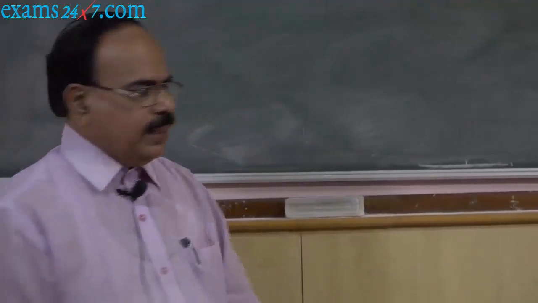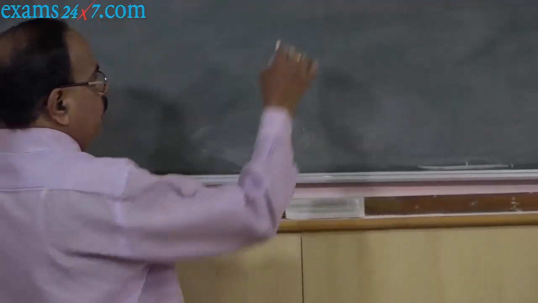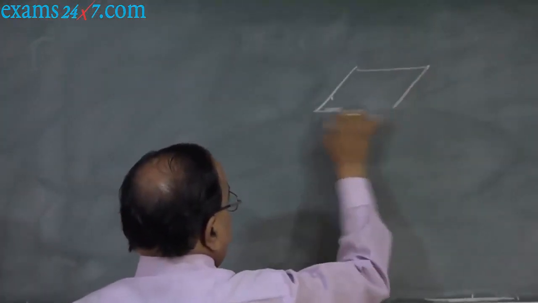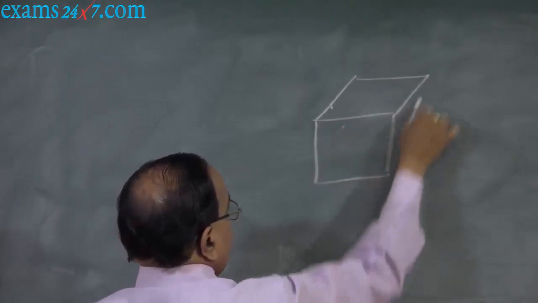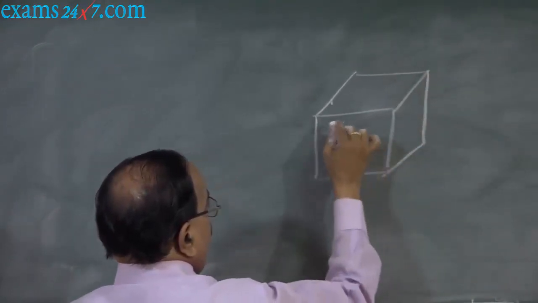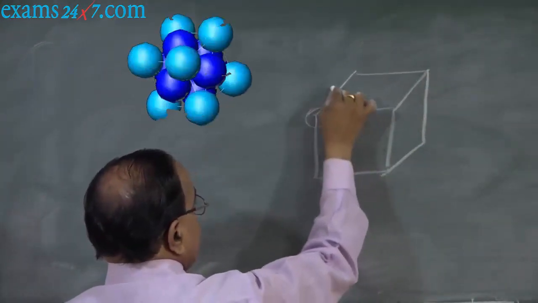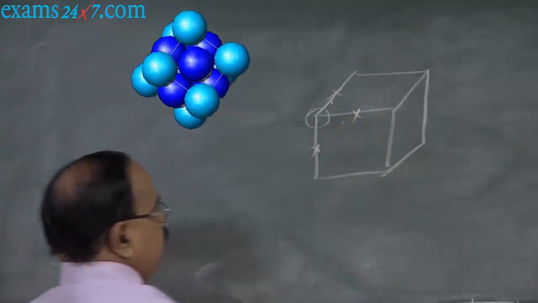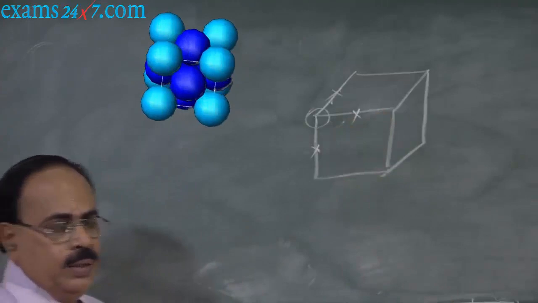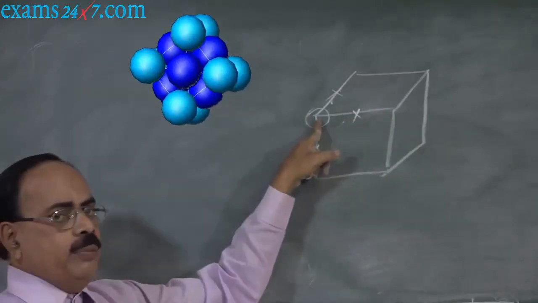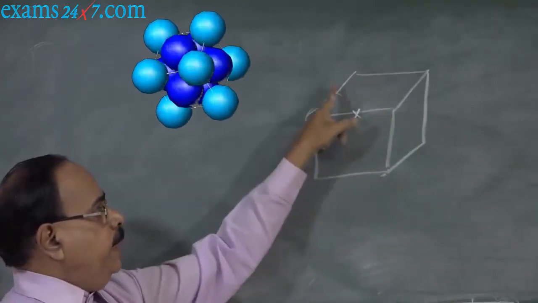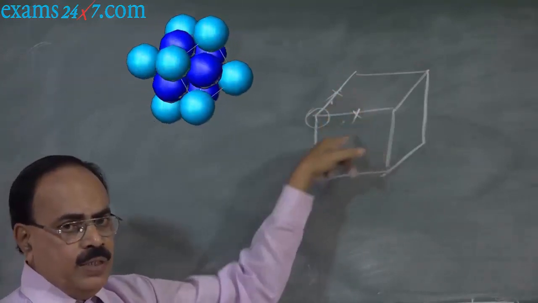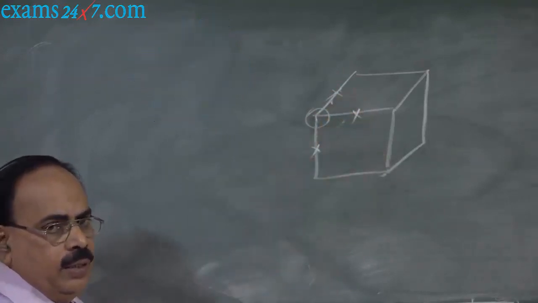It may not be that clear there, so I will draw the diagram. FCC can be drawn like this, this is the cubic. Now, this is the particle, and this is the site of an octahedral void. This is the site of an octahedral void. This is also the site of an octahedral void. It means for this corner particle of this unit cell, there are 3 octahedral voids of the same unit cell surrounding it.